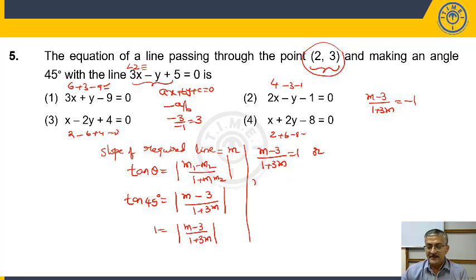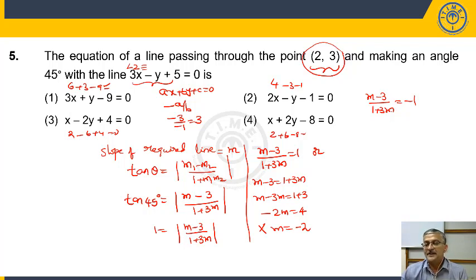In the first possibility, m minus 3 is equal to 1 plus 3m. So take -3m to this side and -3 to that side. So m minus 3m is equal to 1 plus 3. So -2m is equal to 4. So m is equal to -2. But in this case, no slope is m is equal to -2, so this value is not accepted.